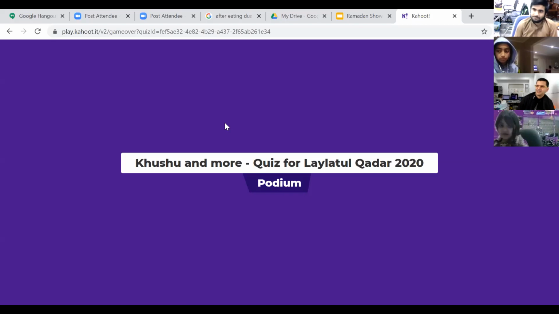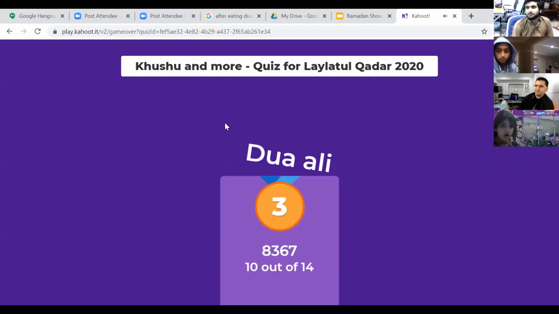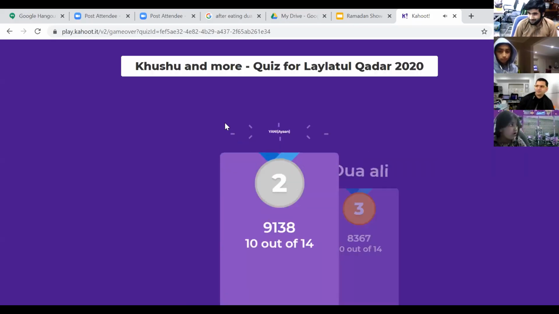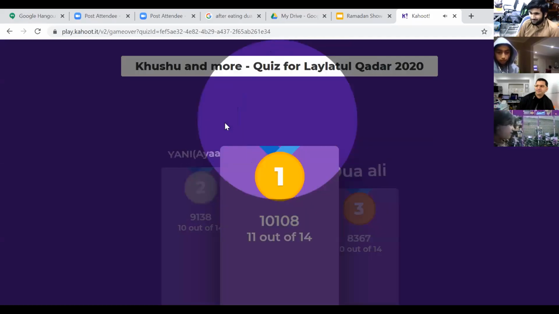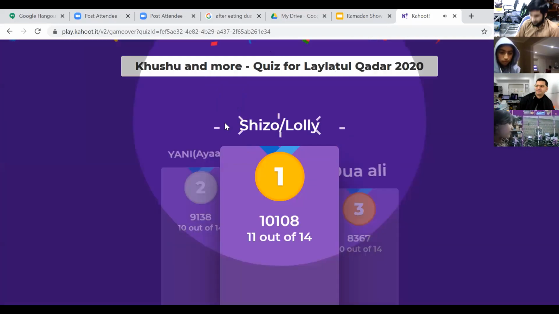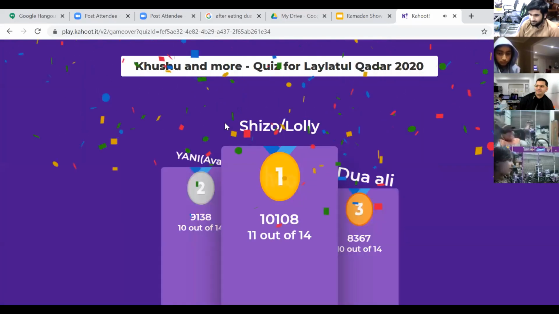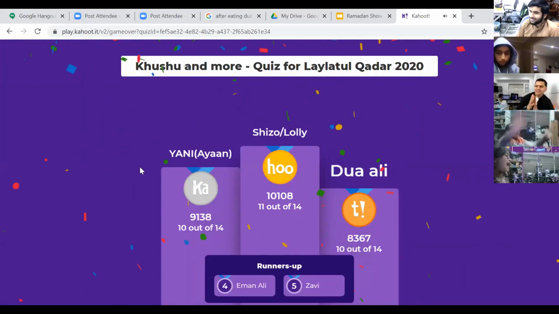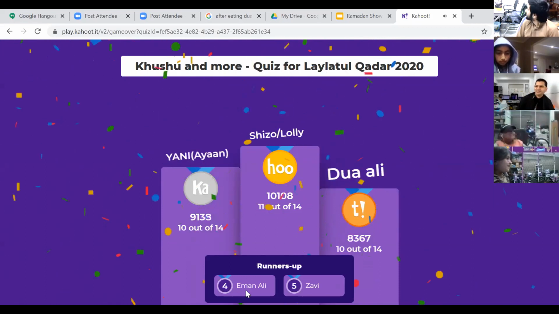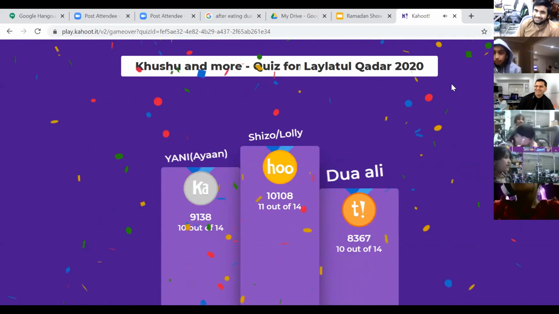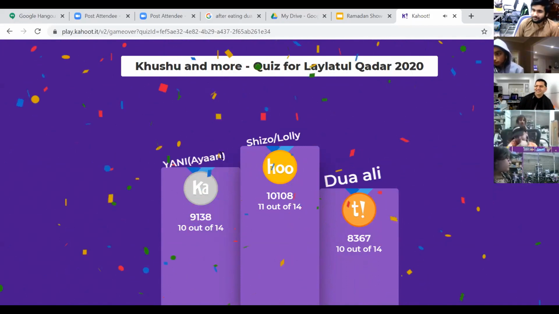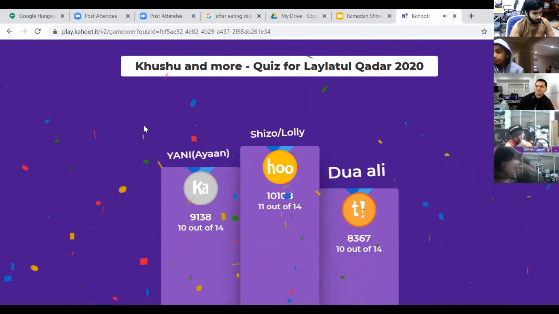So on third, we have Dua with 10 out of 14. Wow. Second, Ayan, also with 10 out of 14. And first, it is Shazin. Wow, congratulations. And with runners up, Iman and Zavi, fourth and fifth, respectively. Excellent. It's impressive.